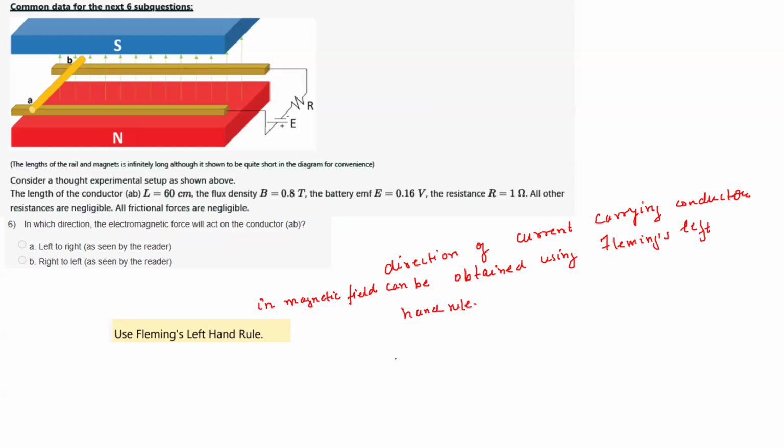So how will you apply the left hand rule? We have applied it exactly for the same problem. So here what is happening? This is the rail, and this is connected to this circuit like this.